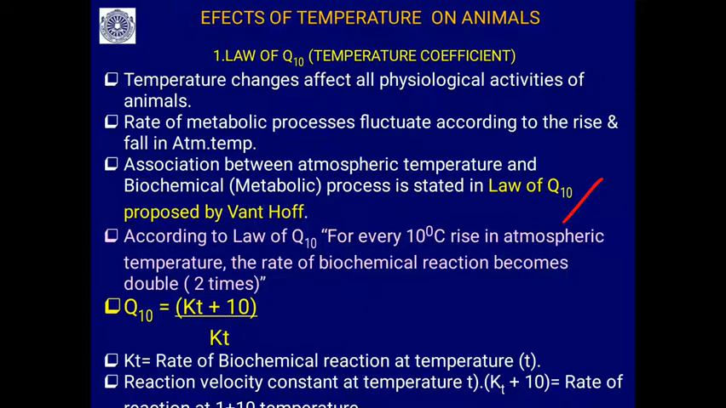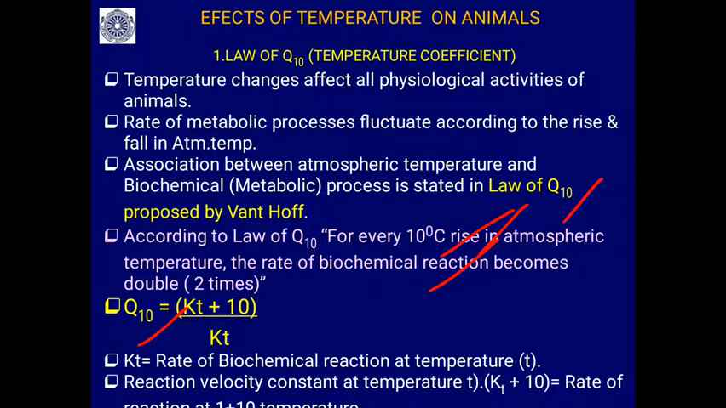According to the law of Q10, for every 10 degree rise in atmospheric temperature, the rate of biochemical or metabolic reaction becomes double, or 2 times. If the metabolic rate is 1 at 10 degrees centigrade, at 20 degrees centigrade it will become double, that means 2. Then at 30 degrees centigrade it will be 4, like that. So, this is the law of Q10.